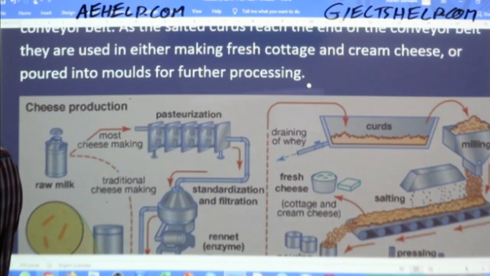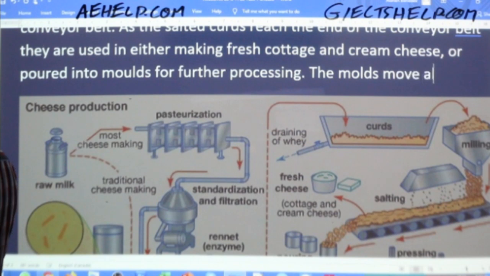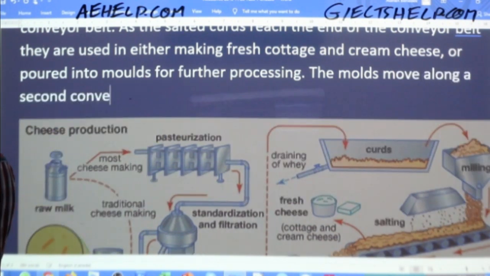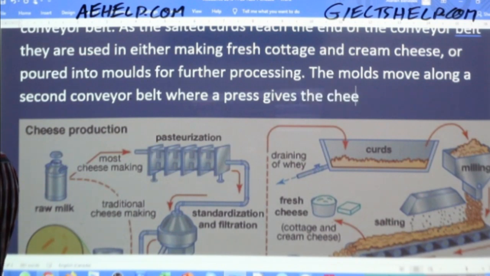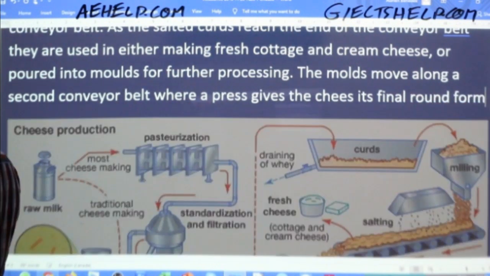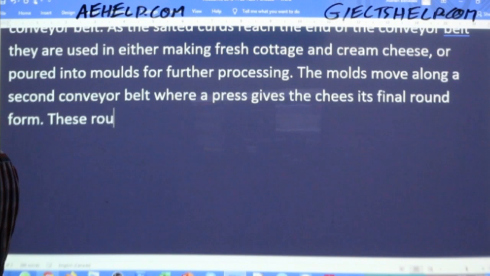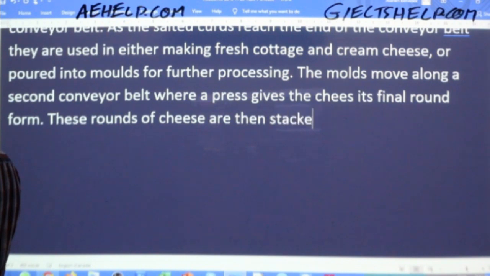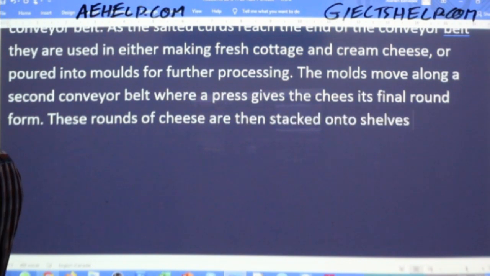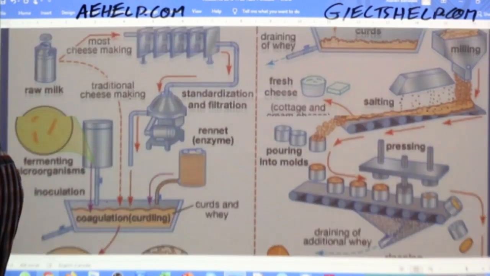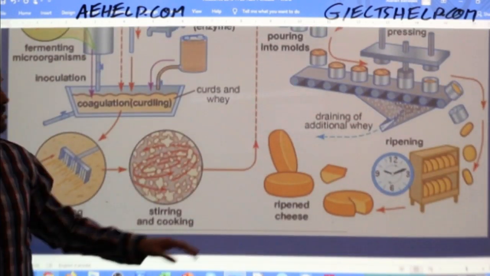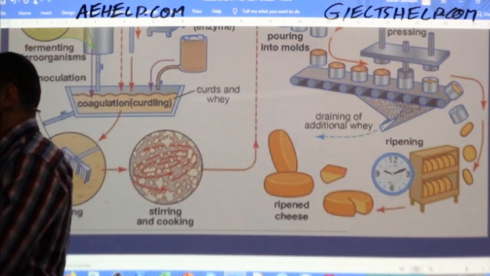So the molds move along a second conveyor belt where a press gives the cheese its final round form. These rounds of cheese are then stacked onto shelves and ripened with the passage of time.